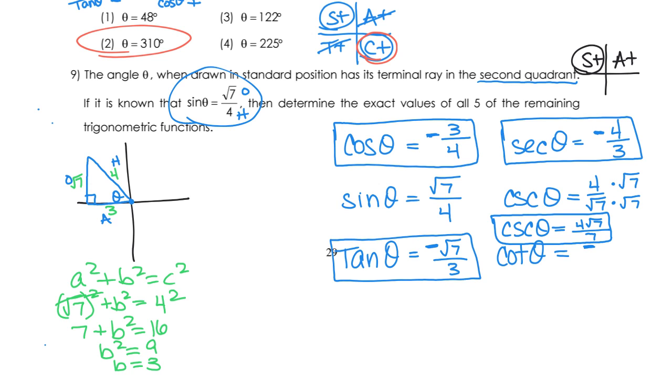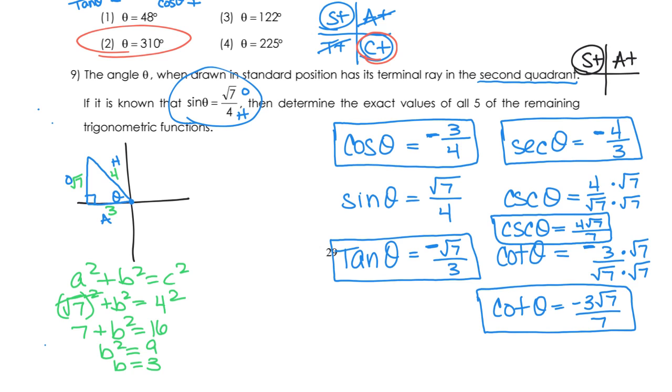If we flip that and we put the 3 on top and the square root of 7 on the bottom, we get cotangent theta, but just like cosecant, we are going to have to rationalize our denominator. And we end up with cotangent theta equaling negative 3 square root of 7 over 7. And we have found all 5 missing trig functions.